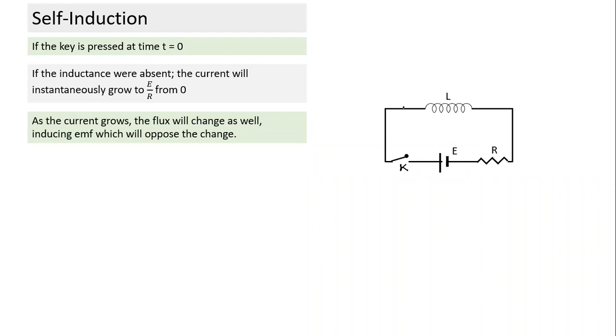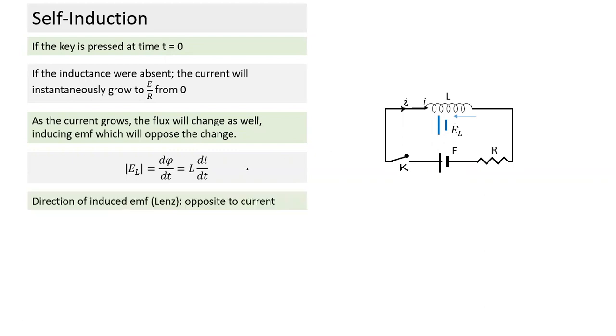How would the EMF oppose the growth here? The current is flowing in this direction and tending to grow, so it will create an EMF which will oppose the growth. What will be the polarity of the induced EMF? The induced EMF will be opposite to the direction of current. It will try to induce current opposite to the direction of the growing current. So the inductance does not allow current to instantaneously increase from 0 to E by R. It will slow down the process. It opposes the growth of current by inducing an EMF. Lenz's law. Okay, that's what it is.